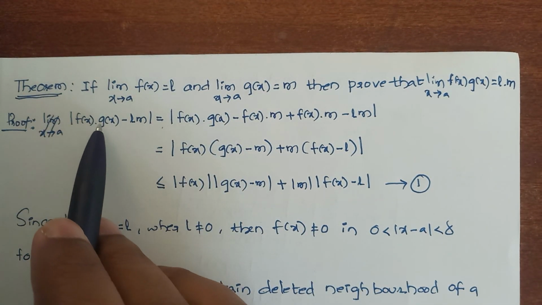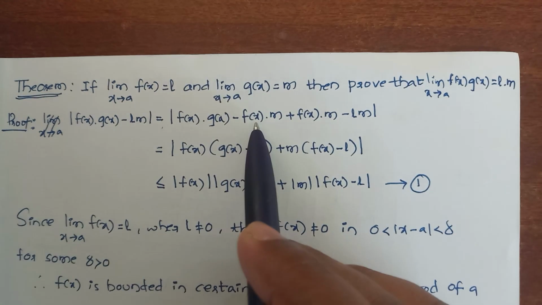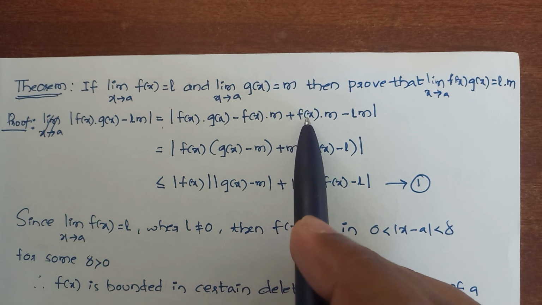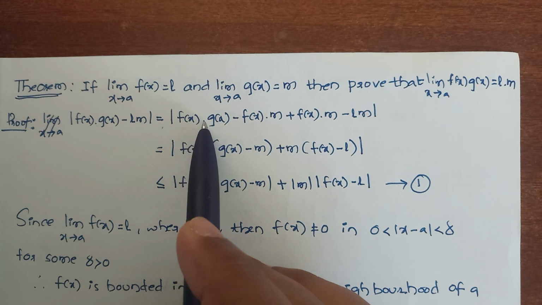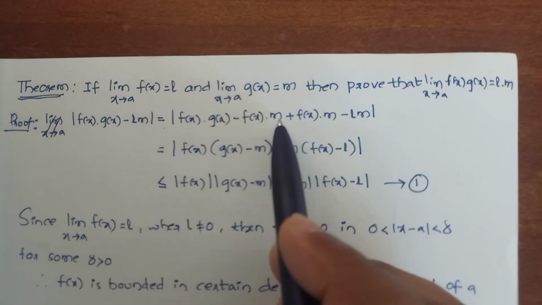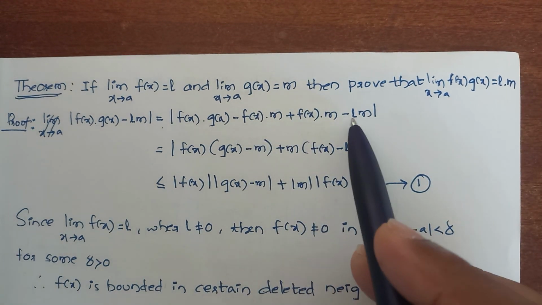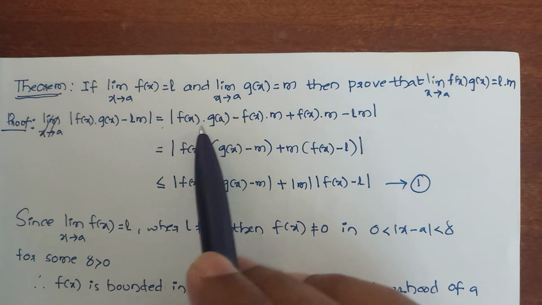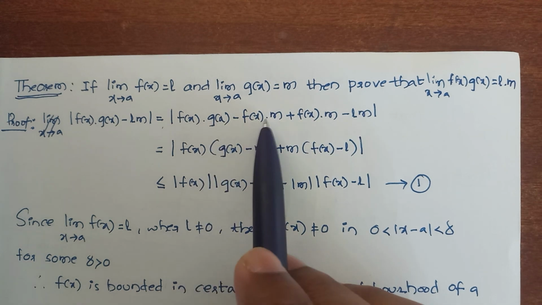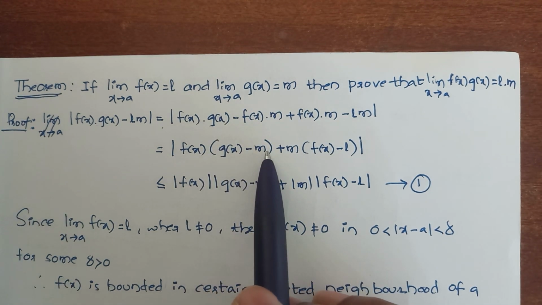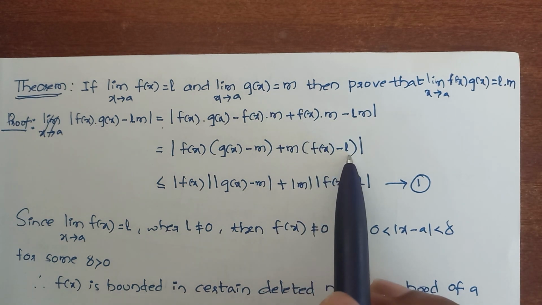modulus of f(x) into g(x) minus L into m is equal to, here I add and subtract f(x) into m. So then this equation becomes modulus of f(x) into g(x) minus f(x) into m plus f(x) into m minus L into m. Here in this term we take f(x) common, so the remaining term will be g(x) minus m. Here I take m as common, then it will become f(x) minus L.